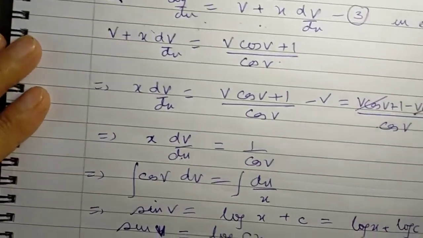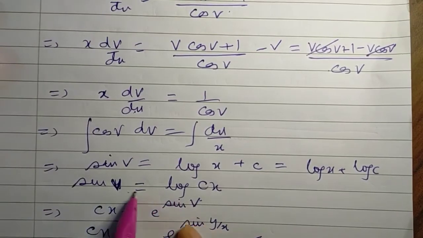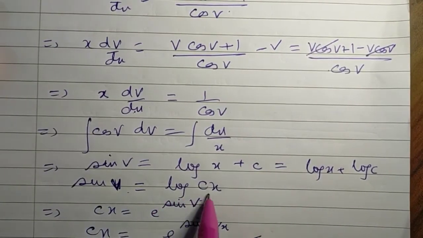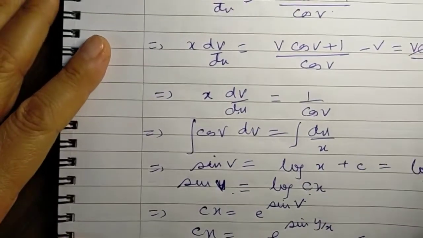Okay, so we can write it like this, or we can continue writing it in terms of sin v is equal to log of cx. Either way we can write the solution. Now with this we can try out the various questions of exercise 9.5. Let's take up some questions. So let's take up question number 4 from the exercise.